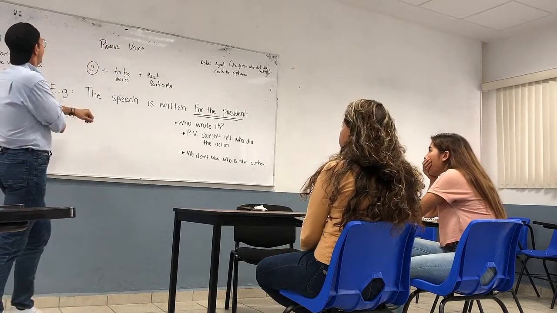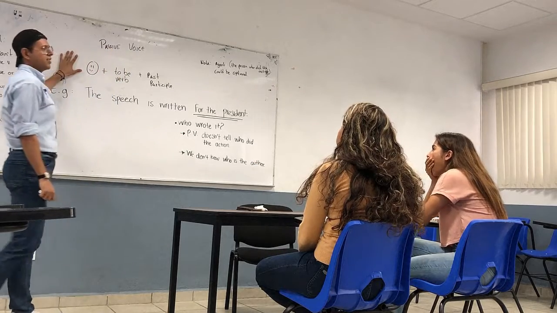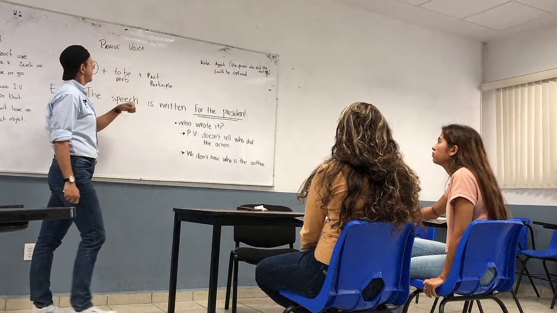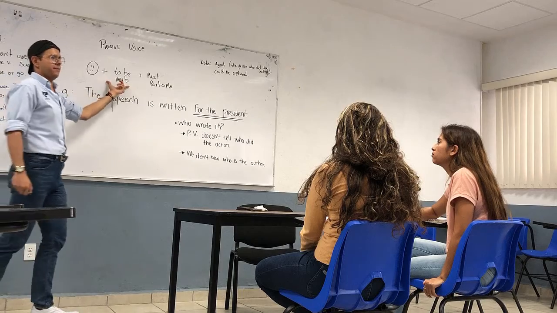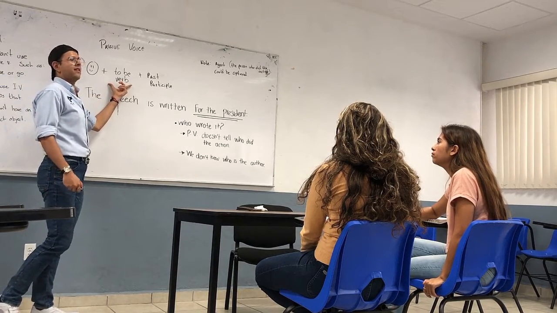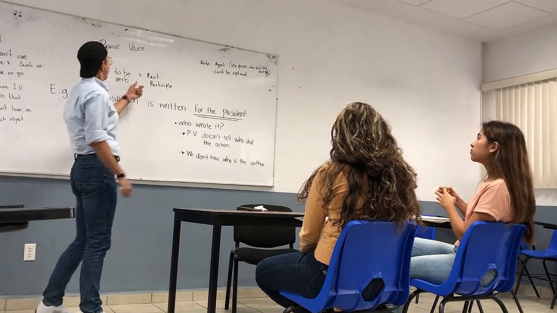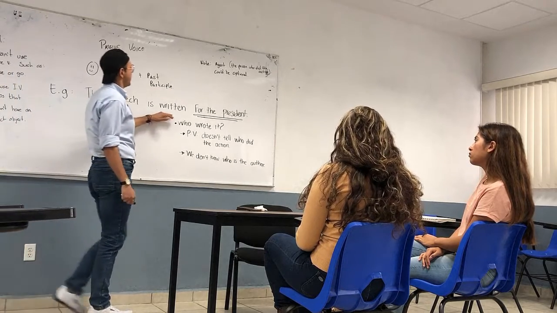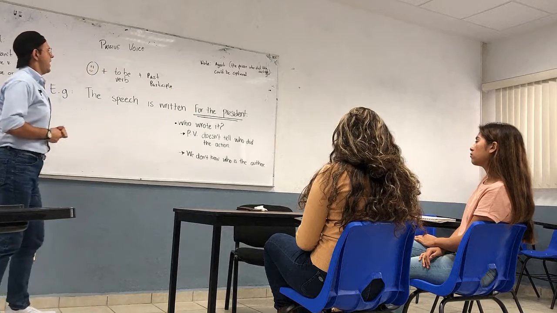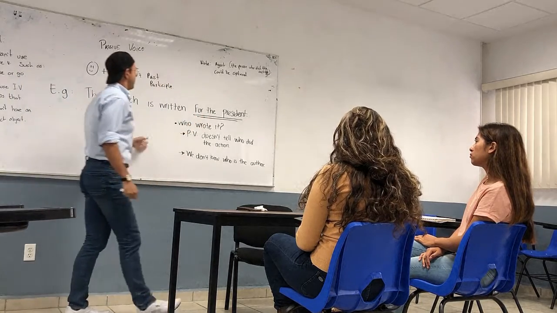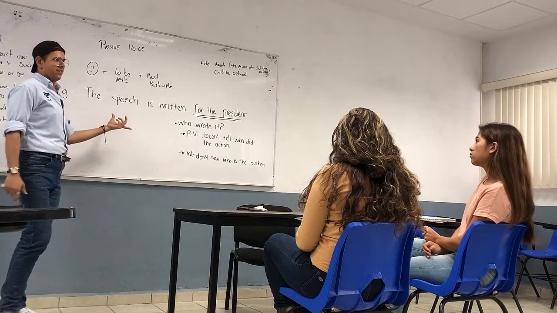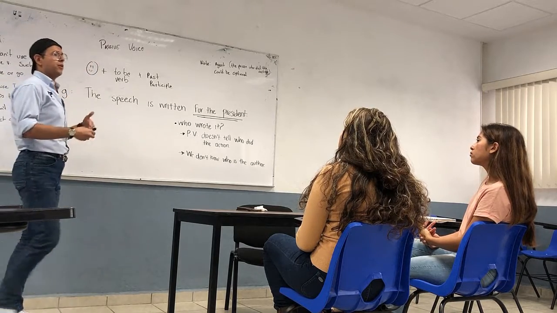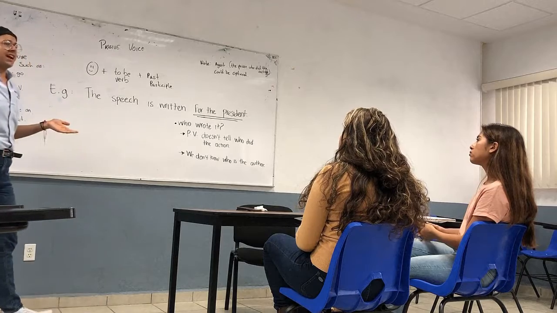As I told you, passive voice, the structure is very simple. We have a subject plus verb to be. Where is our verb to be? Is, are, and plus past participle. So, for example, the speech is written for the president. As we can see, we don't know who wrote the speech, right? So, this is passive voice. We don't know who did the action, okay?